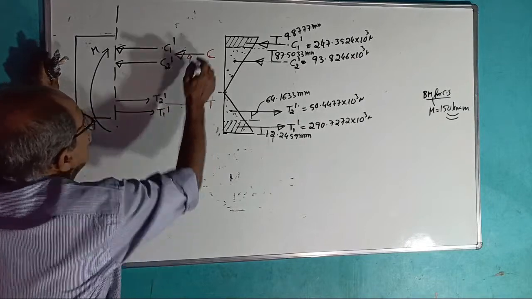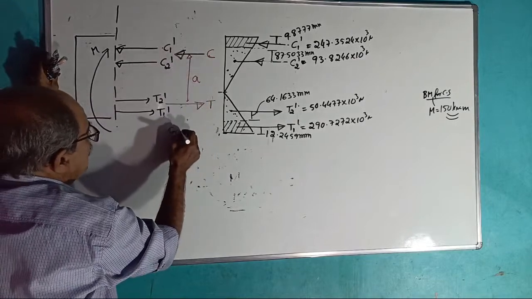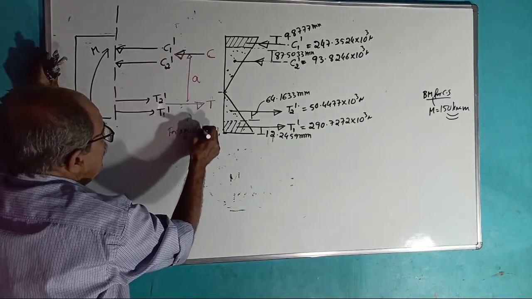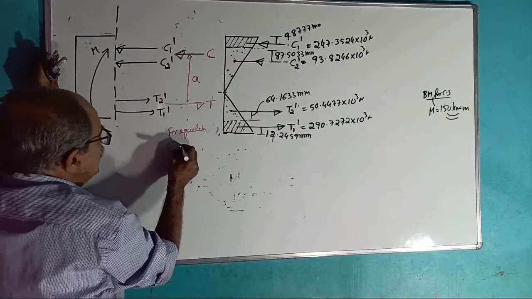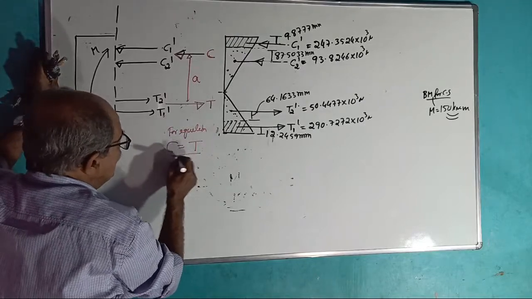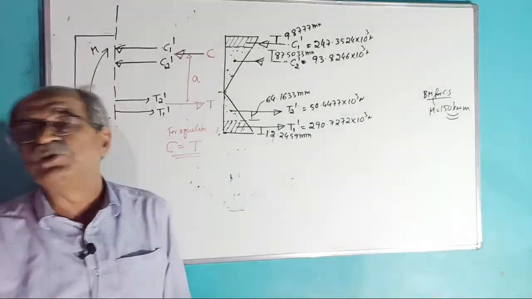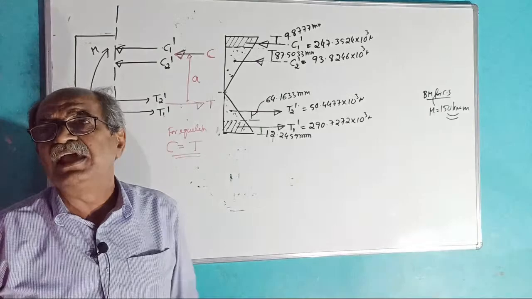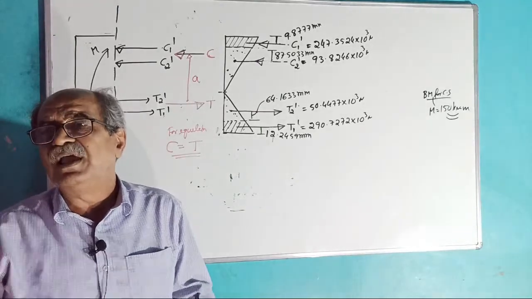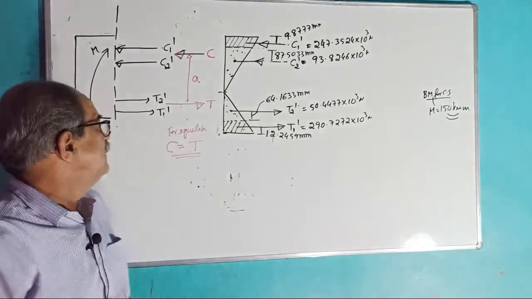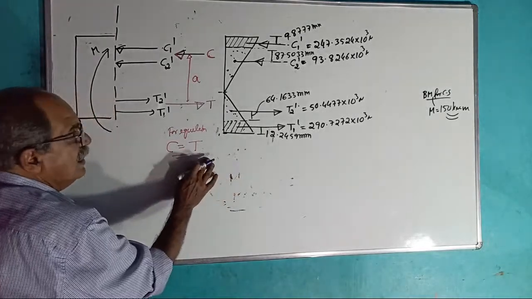Anybody can tell, for equilibrium, your C should be equal to T. Remember, in RCC, 0.36 fck b xu equal to 0.87 fy Ast, all are this one only. Cu equal to Tu. The C should be equal to T.